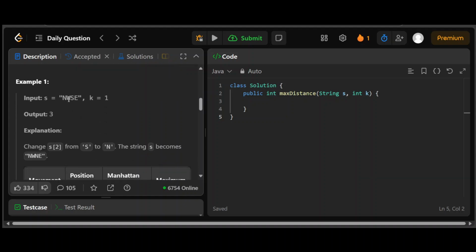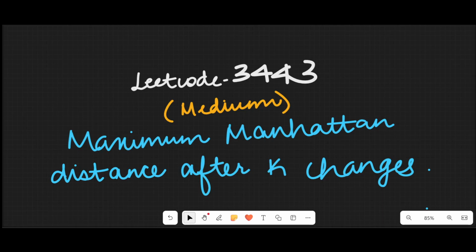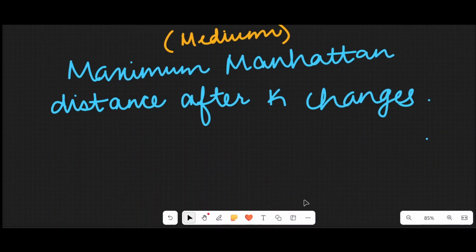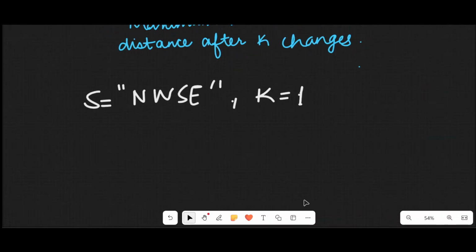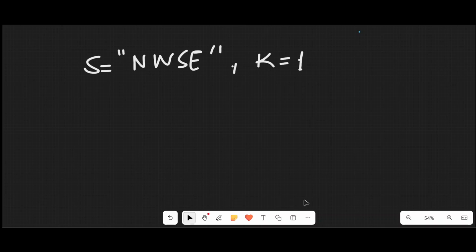Like here in this question, let's look at this NWSE. Let's understand this question, and then we will make our own test case and we'll have a better understanding of it. So the example given is NWSE, right? And your K is 1. Okay, cool. So this is what is given here.